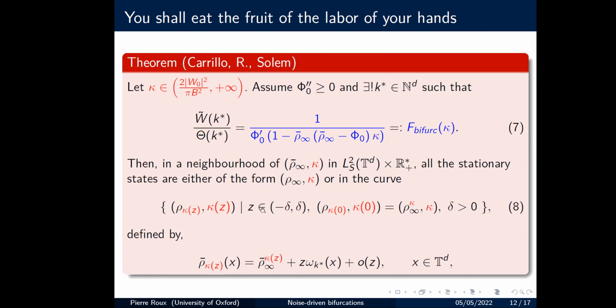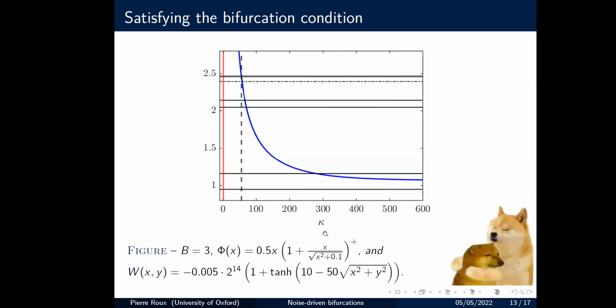A curve of non-trivial stationary states, a curve depending on the noise. And you have additional information given by bifurcation theory: close to the bifurcation point, your non-constant stationary states, so your pattern activity, looks like the Fourier mode that supports the bifurcation.